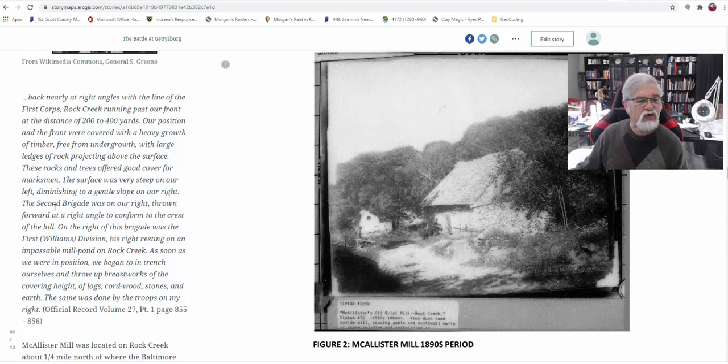"The 2nd Brigade was on our right, throwing forward at a right angle to conform to the crest of the hill. On the right of his brigade was the 1st Division, Williams' Division, his right resting on an impassable mill pond on Rock Creek." And this is the area that's not really discussed very much. This is the only place in the official record of the Civil War we can find this reference to this mill. And this is why the Union line ended where it did, over there where the barb of the fish hook would be, because there was this impassable mill pond.